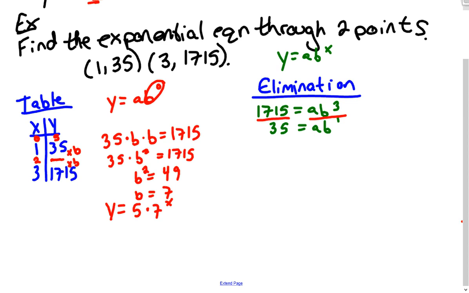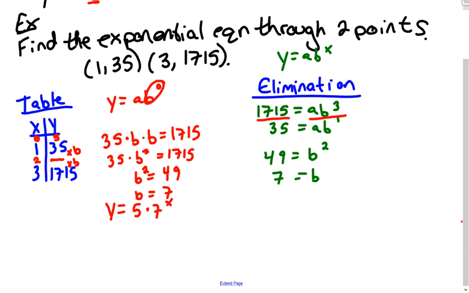So I use my calculator for that, and then I get 49. And then a divided by a is 1, and b cubed divided by b to the first. We just did exponent properties, so when I'm dividing and the bases are the same, I subtract exponents, so that's b squared. Square root both sides, you get b is 7. Again, it would be positive or negative, except this is an exponential function, and your base can't be negative.